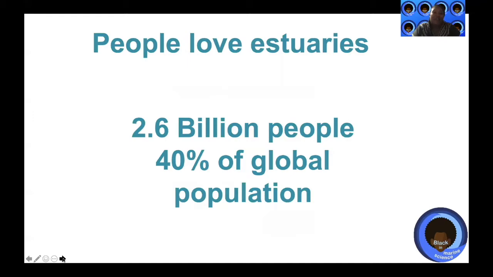There are about 2.6 billion people who live near coastal ecosystems like estuaries. That's 40% of the global population that is going to be utilizing these resources, but also impacting these ecosystems. So when we think about impacts on estuaries, we know that they are greatly impacted by climate change, the change in temperature that we've seen in the ecosystem.